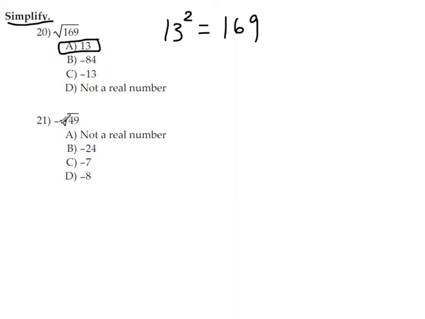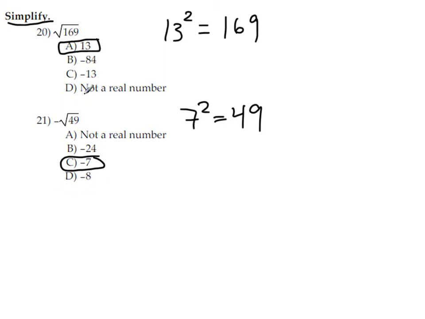Now, 21 has a negative out front. So when we find our square root, we want the negative one. So 49, well, 7 squared is 49. Since the negative is out front, they want negative 7.